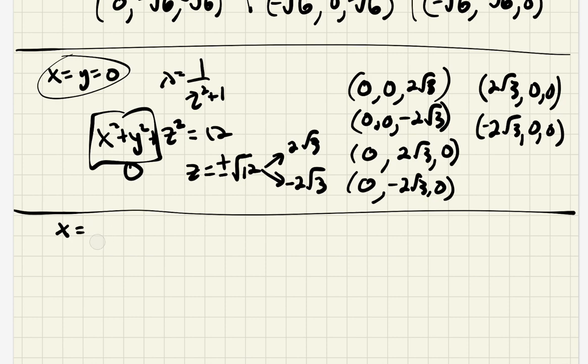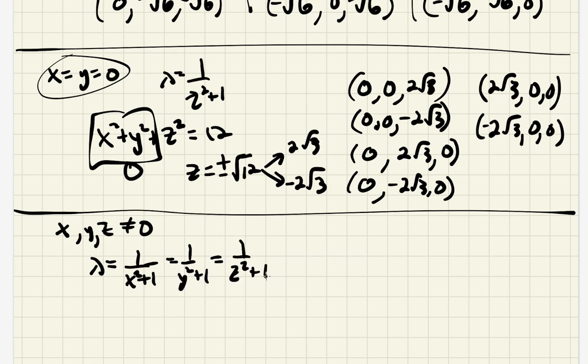X, Y, and Z not 0. That means that the lambdas have to all be equal to each other. This is x squared over x squared plus 1, y squared plus 1, z squared plus 1, with nobody being 0. It basically says that they're opposites of each other. If we take them two at a time, it says that x squared is y squared, or y squared is z squared.